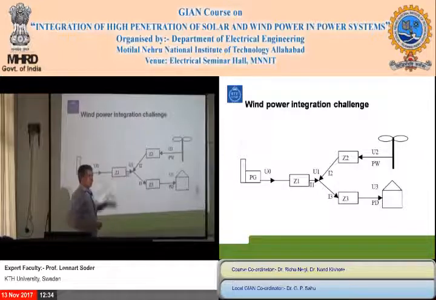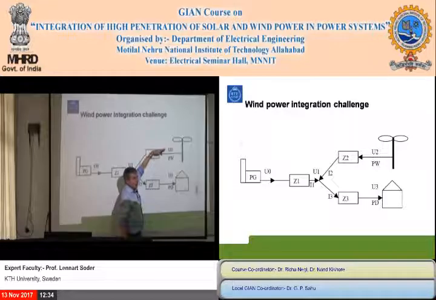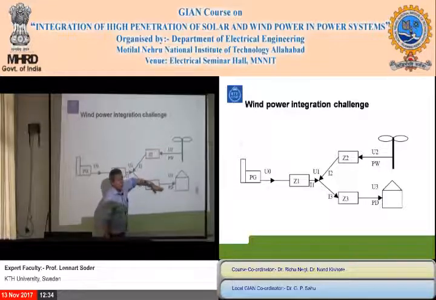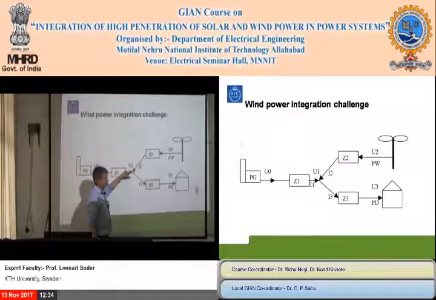Because this is how it can look sometimes. You have a distribution grid like this, and then you have the production in one branch, and you have the consumption in another branch. The question is, assume that here we can keep the voltage in a transformer or something. Should we keep it up or should we keep it down?